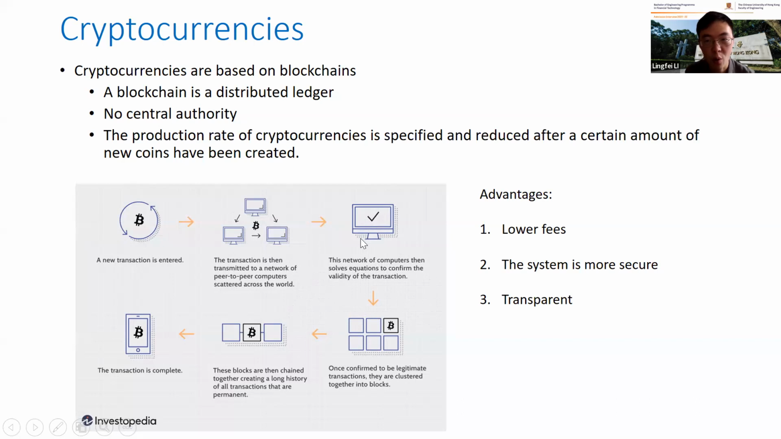By the way, the people who are working hard to verify these transactions are called miners. Once you mine a transaction, you can get rewards. For Bitcoin, the reward is in Bitcoin.